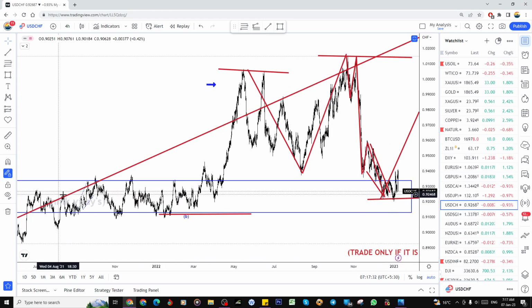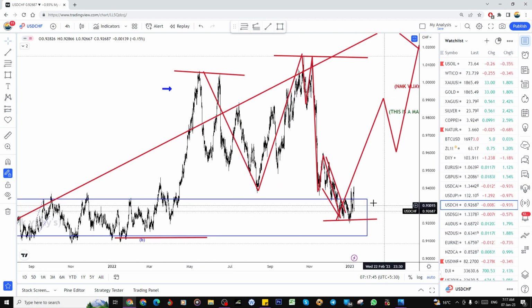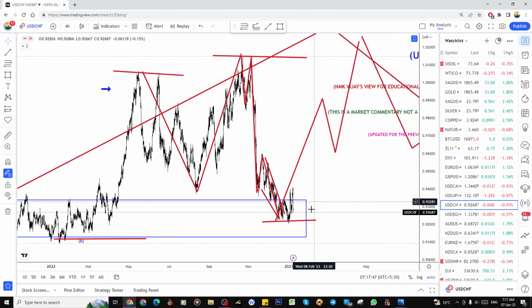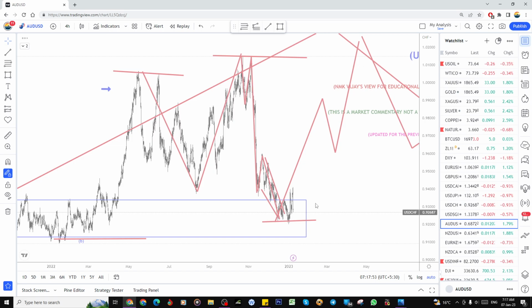So if it can do like this also, how many days did it take? June 21st to March 21st, 22nd, right? So nearly almost 9 months. So we have to wait for this pattern to complete. If it is interesting, I will keep updating my chart if I find any time. So next is Australian dollar.